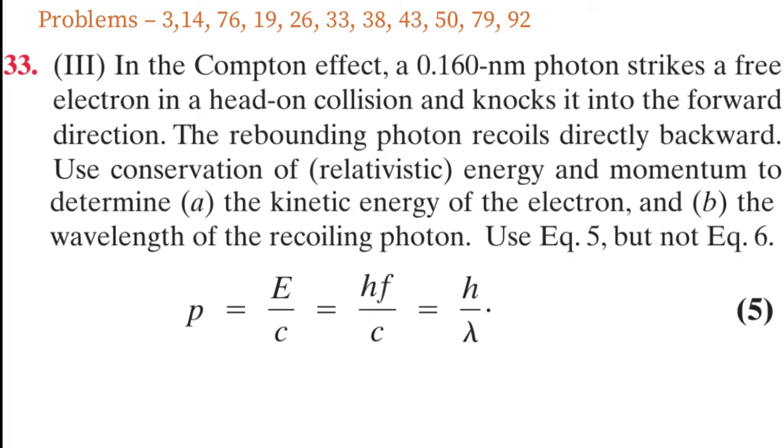We have a 0.160 nanometer photon that strikes a free electron in a head-on collision and knocks it into the forward direction. The rebounding photon recoils directly backward. We are asked to use conservation of relativistic energy and momentum to determine A, the kinetic energy of the electron, and B, the wavelength of the recoiling photon. And we are asked to use equation 5, the relationship between momentum and wavelength, but not equation 6, which is actually the Compton effect formula. So we can't use equation 6 to solve the problem, but we can of course use it to verify our results. Okay, so let's try to go over this.